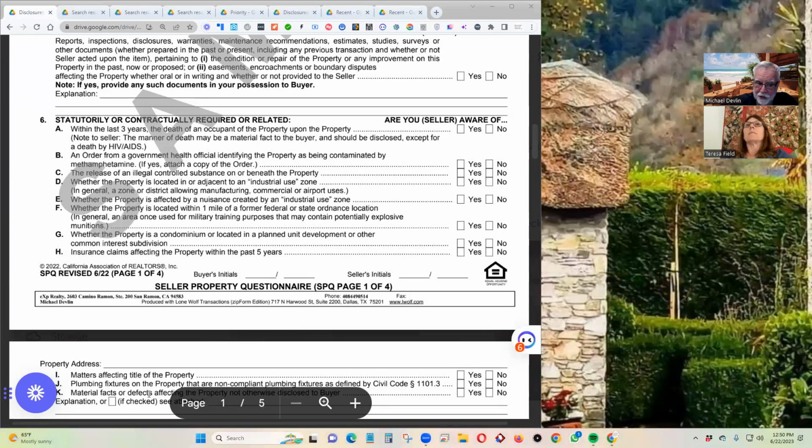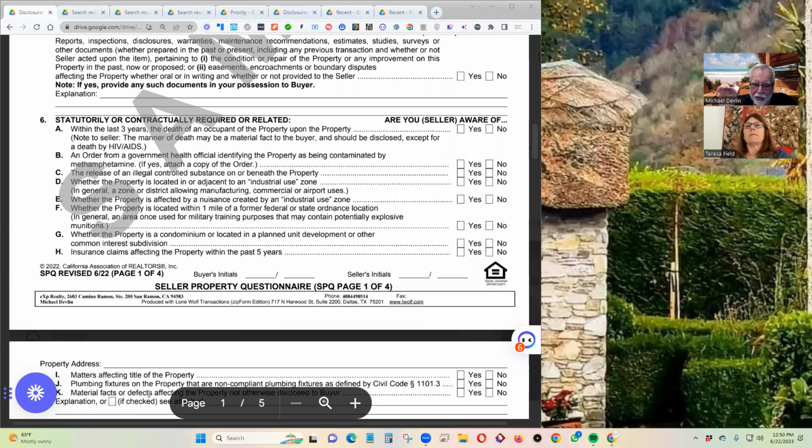Contaminated by methamphetamine. Yeah, we actually have a methamphetamine disclosure. I'm not making that up. Release of an illegal controlled substance on or beneath the property. Is it in an industrial zone? Is it in another manufacturing or commercial zone, an industrial use zone?